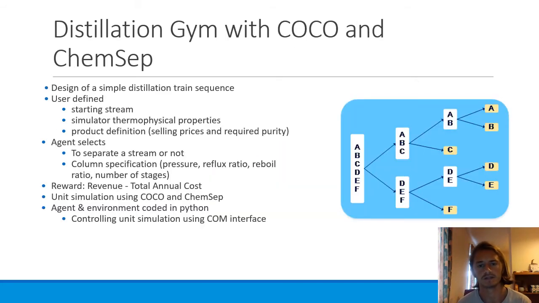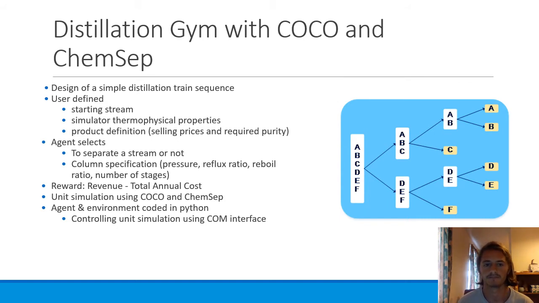So this year I've been working on building Distillation Gym, which is a set of simple reinforcement learning problems in which a distillation train is designed. The design is simple in the sense that the agent only adds a tree, like the standard tree structure as shown in that picture of sequential distillation columns, and there are no other units like reactors, and there are no recycle loops.